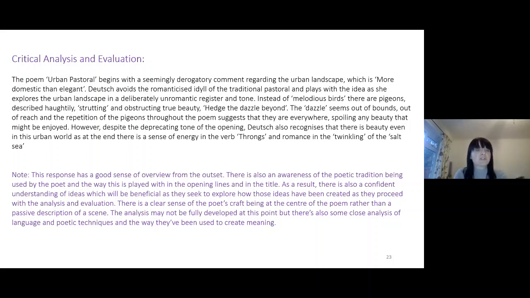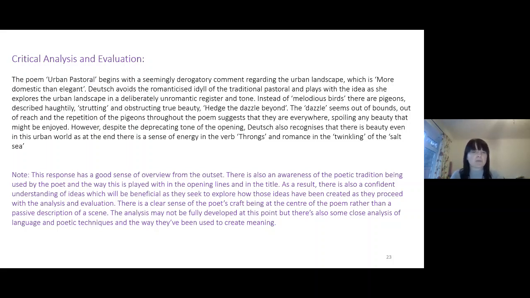Okay, so we can see the response has a good sense of overview from the outset. Most definitely there's an awareness of the poetic tradition being understood and used by the poet, in the way this is played out in the opening lines and in the title. As a result, there is also a confident understanding of ideas, which will be beneficial as I seek to explore how those ideas have been created as they proceed with the analysis and the evaluation.